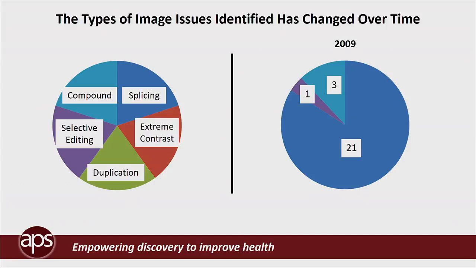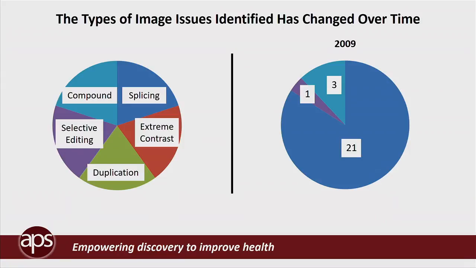Another question we wanted to look at was whether the types of image issues that we identified had changed over time. As I mentioned, we looked for evidence of splicing, extreme contrast adjustment, duplication, selective editing, and compound, meaning a combination of one or more of these issues.